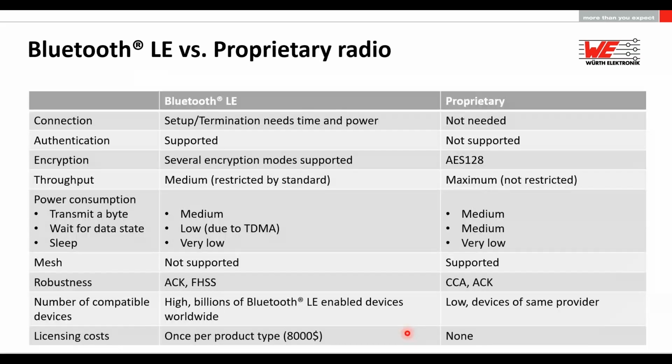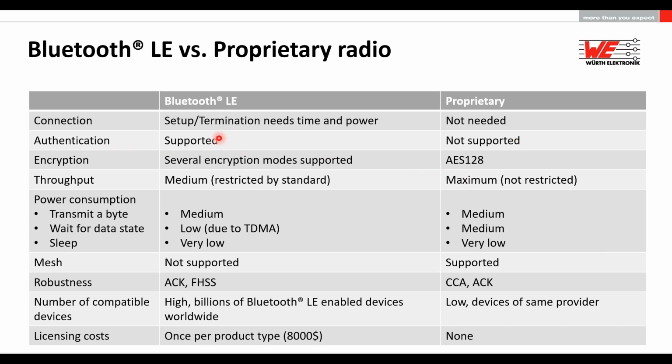Glad you asked. So here is a table which summarizes the difference between the two. The most important thing to note here is that Bluetooth Low Energy is a connection setup based protocol, which means that there has to be a connection setup between central and the peripheral, which needs time and energy. So this is a really important factor. On the other hand, on the proprietary channel, you can send the data as and when it is available.